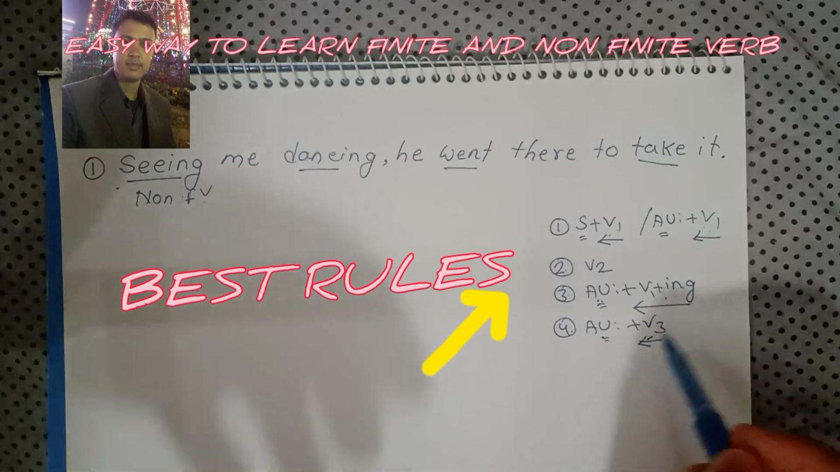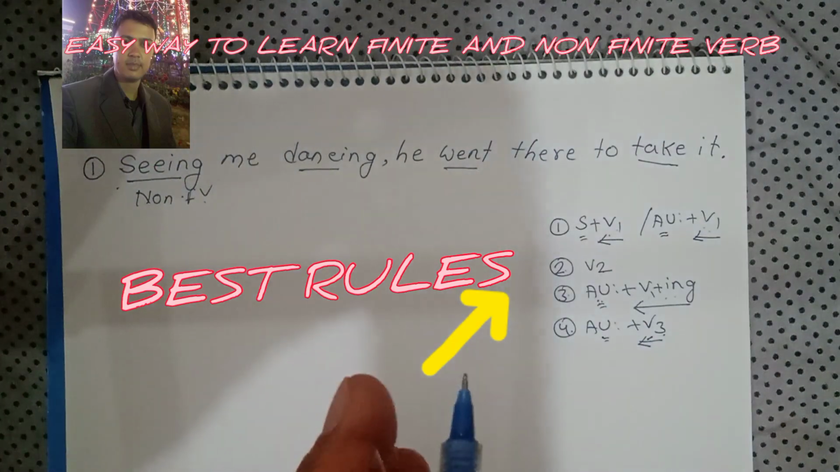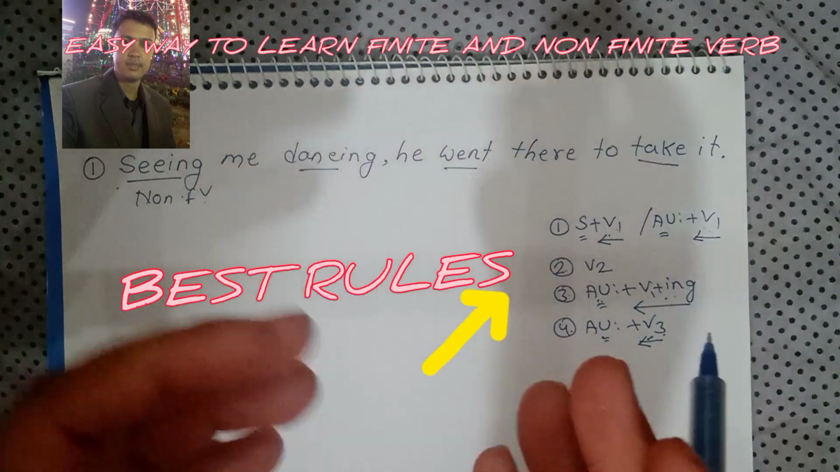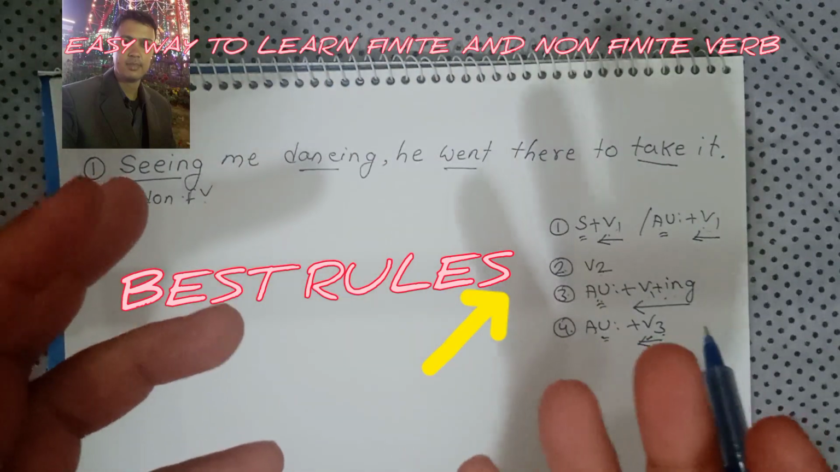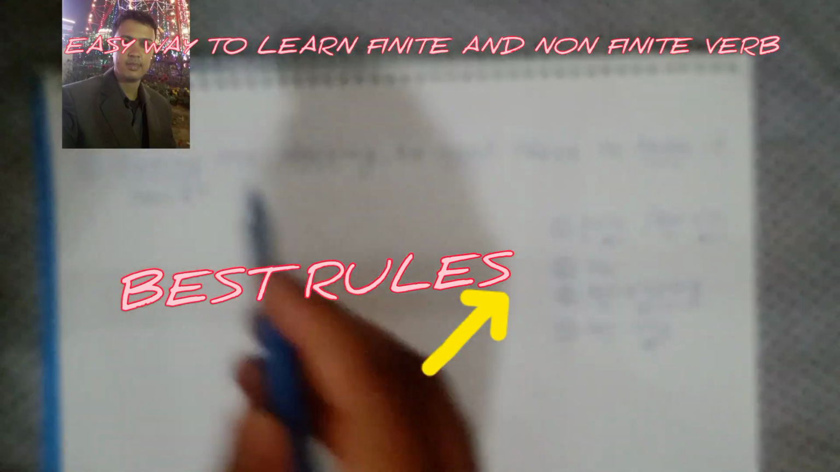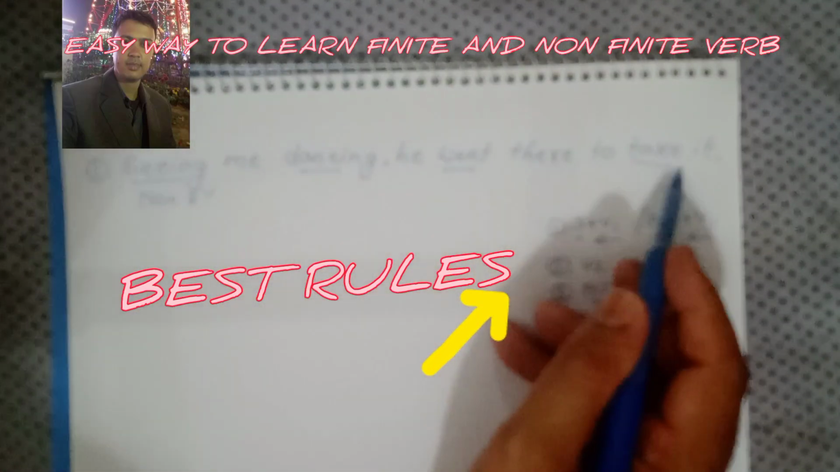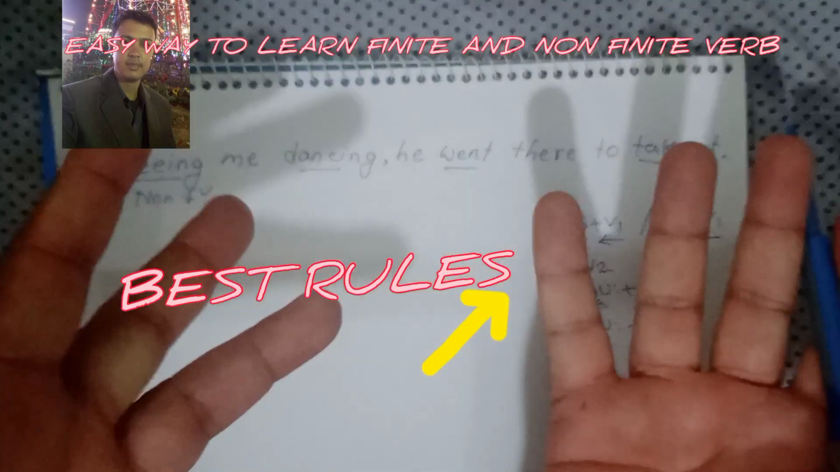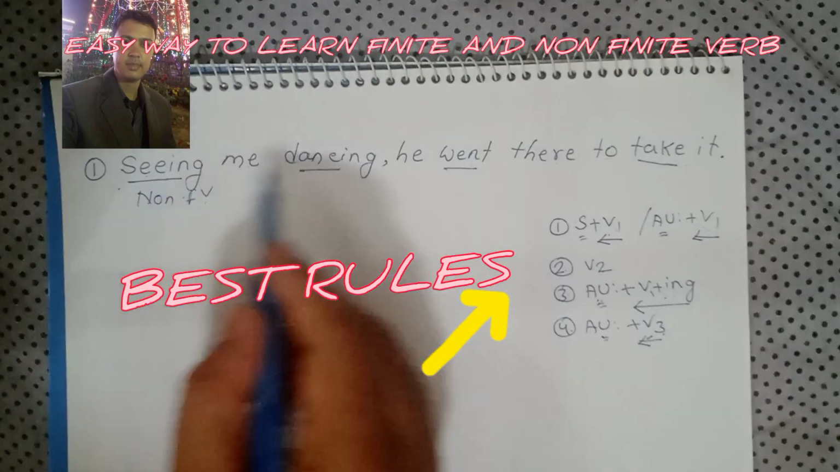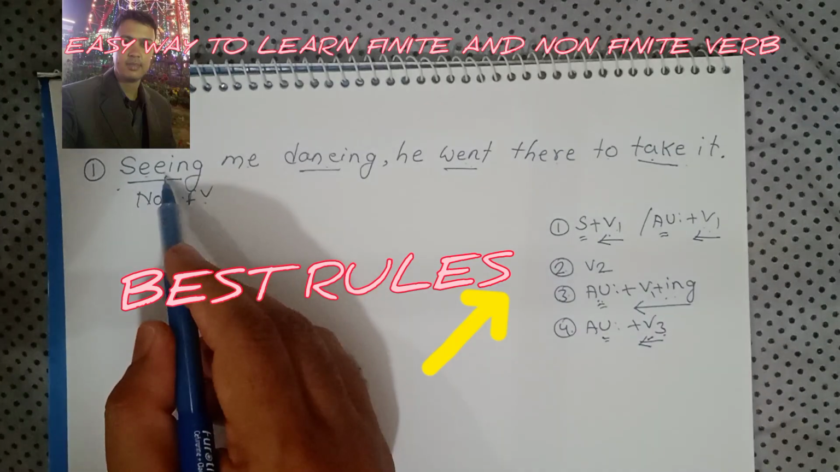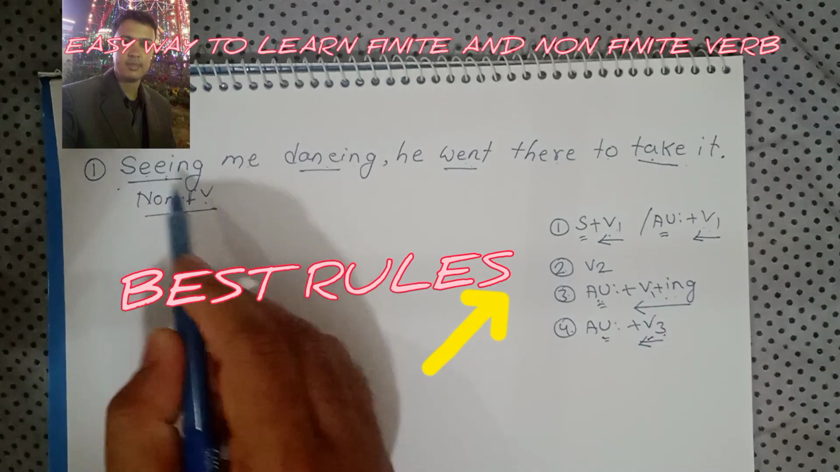If you know these 4 rules, you can identify any kind of finite verbs and non-finite verbs. Let's check the first sentence. Here you are observing there is a sentence, and in this sentence there are 4 verbs, and now we'll find out whether the verbs are finite or non-finite. There are 4 verbs: sing, dancing, went, and take.